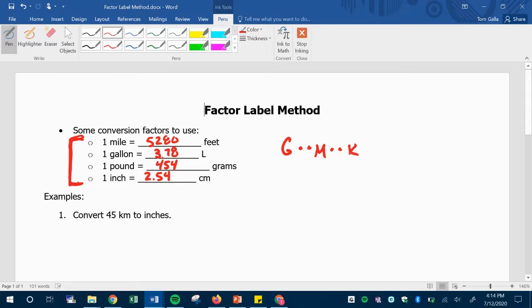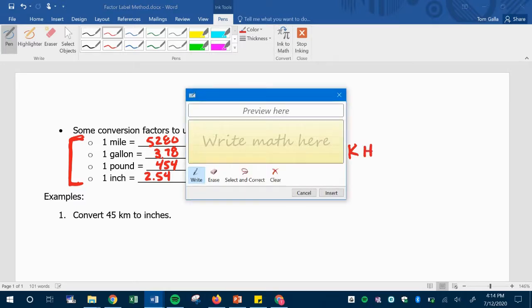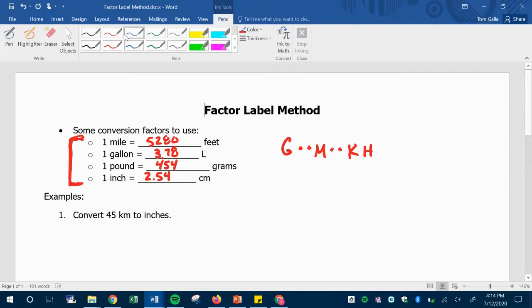Then after kilo, remember the King Henry doesn't usually drink chocolate milk, so we have King Henry is hecto. Then after that, we have deca. Then our base units, then deci, centi, milli. After milli, there were 2 other units that you needed to remember, and those happen to be micro and nano. Just like with giga and mega, the micro and nano jumps by 3. So first up is micro, and then afterwards we have nano.